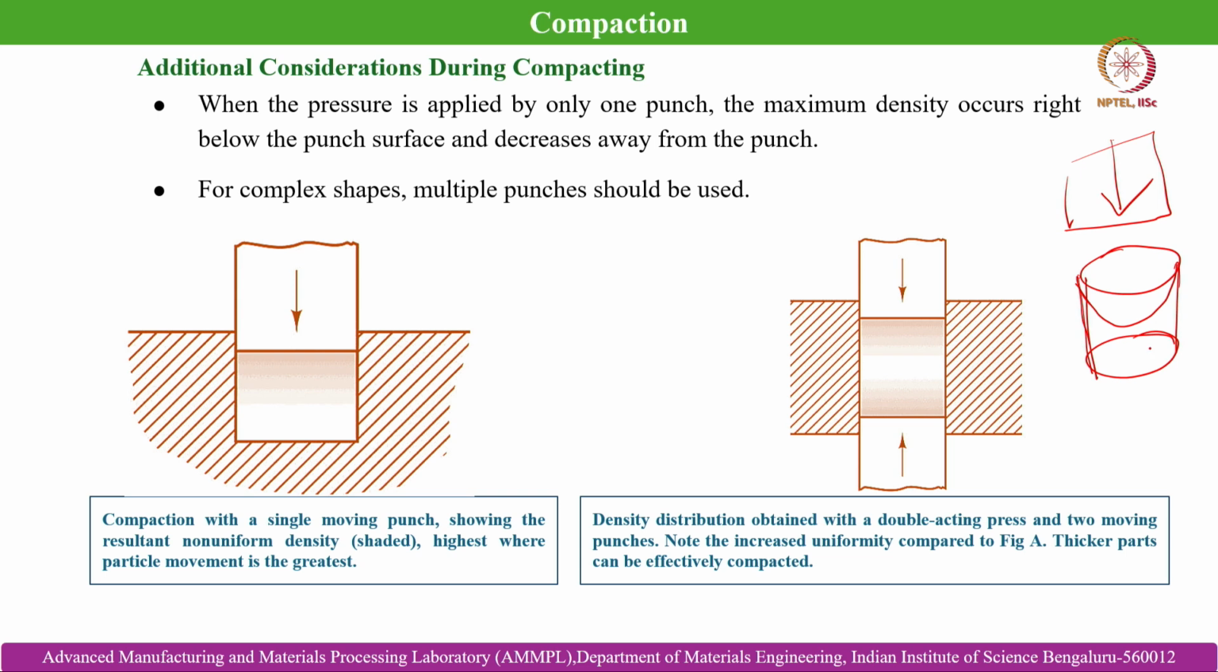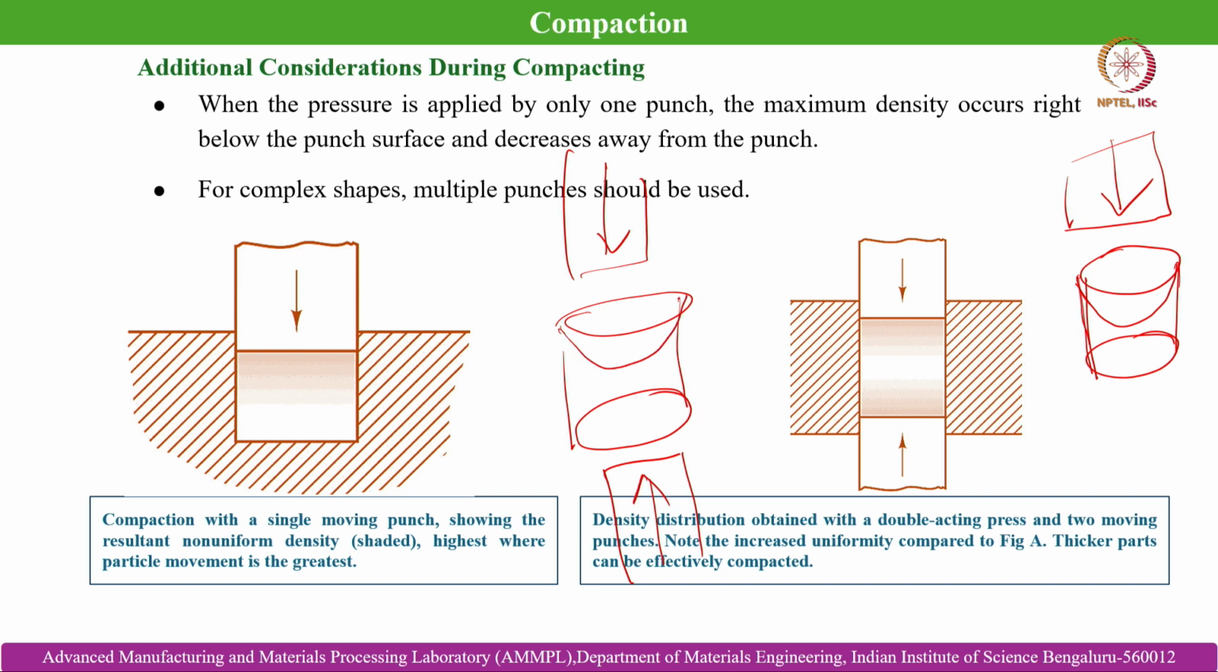And when we are talking about a 2 punch system, with the same cylindrical powder aggregate, what will happen? There again there will be a density gradient, and in that case there will be a density gradient from the bottom and from the top as well, and in the corner areas there will be a lower density region.